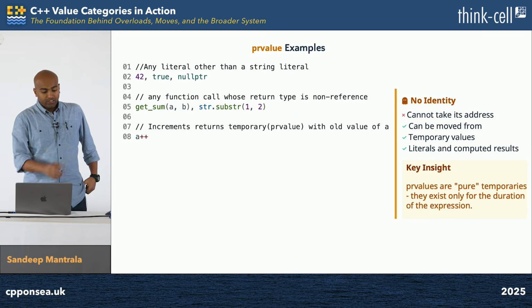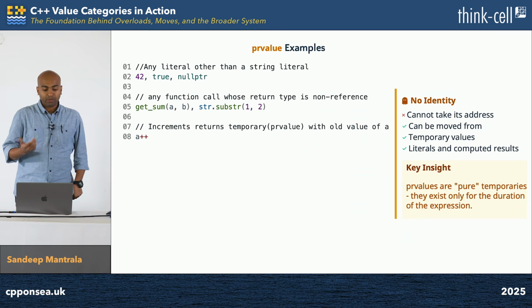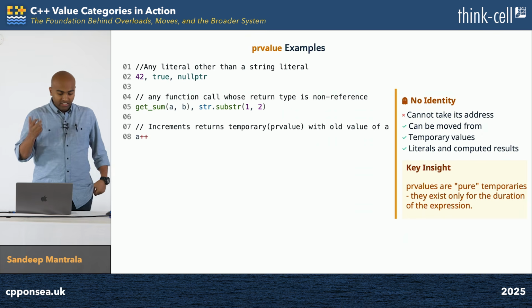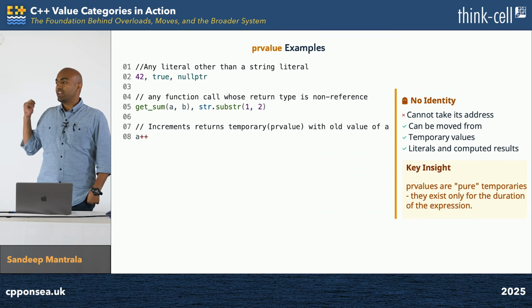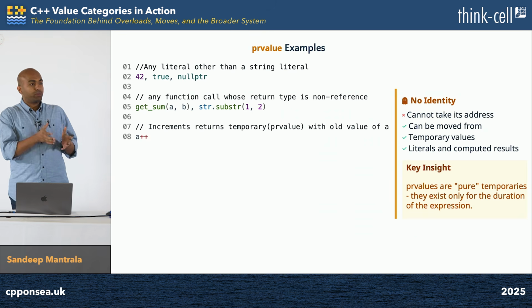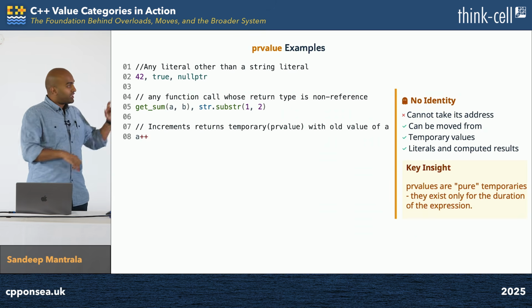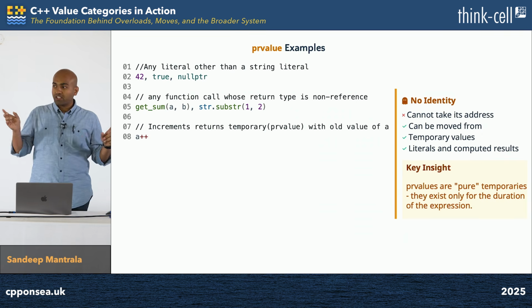a++ is interesting. ++a is an lvalue, but a++ is a prvalue. Why is it so? Because it increments and returns a temporary with the old value of a. So it does not return a here. It increments and returns a temporary with the old value of a. That is why a++ is a prvalue, while ++a is an lvalue.